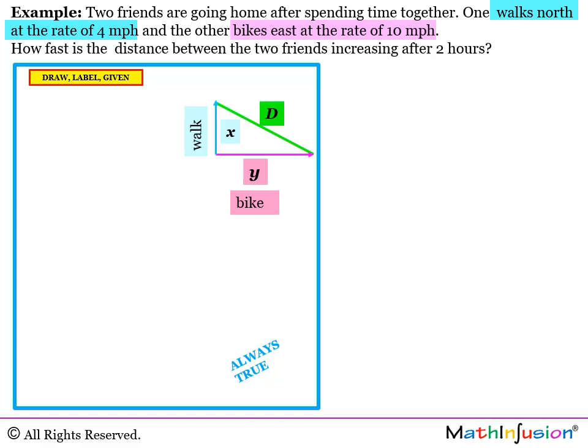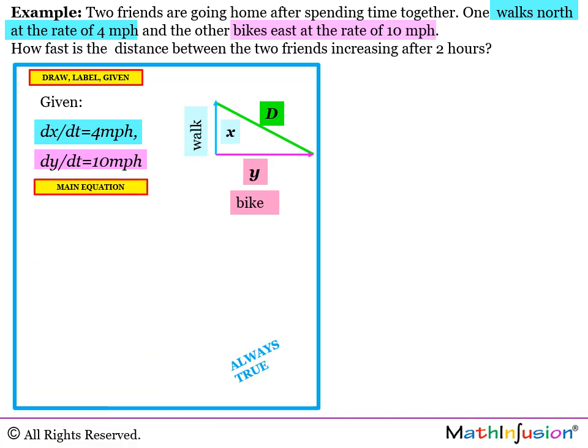We need to find the distance. This is going to be capital D. It is given that dx/dt is the walking rate, which is 4 miles per hour, and dy/dt is the biking rate, which is 10 miles per hour. The main equation is the equation that connects x, y, and D. x is a function of t, y is a function of t, and D is a function of t. And it is the Pythagorean theorem.